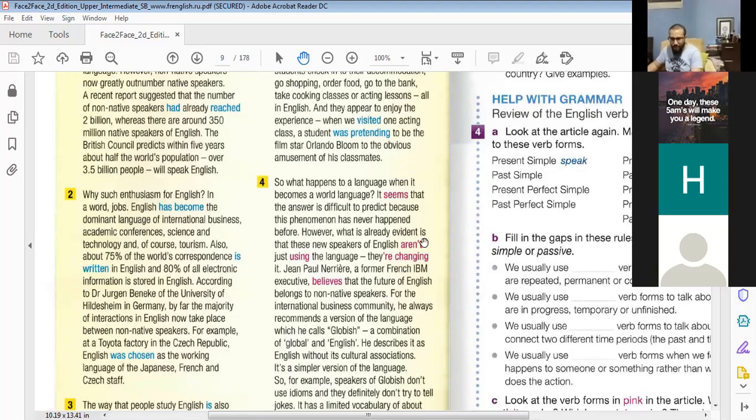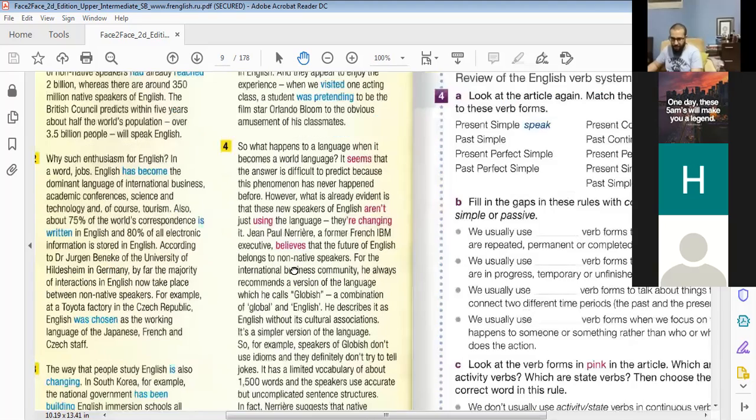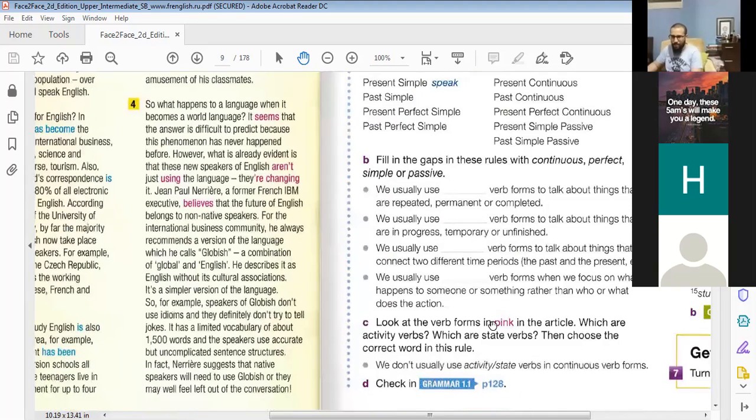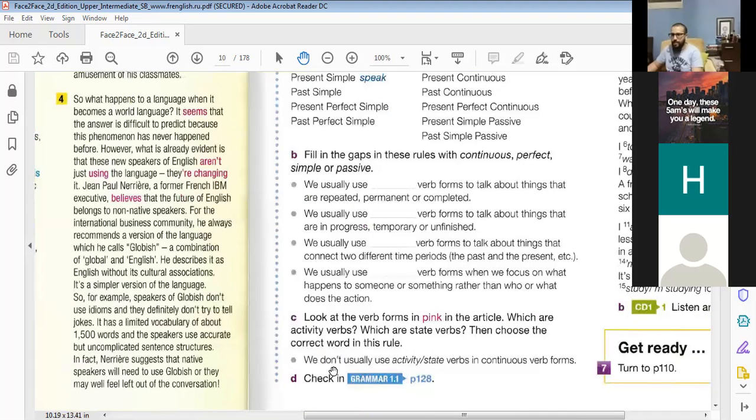Anything else? Are changing? Yeah, it's are. Okay, so that's it. We only have these four, not a lot. Okay, now what does the rule say? The general rule here says we don't usually use activity verbs or state verbs in the continuous form.